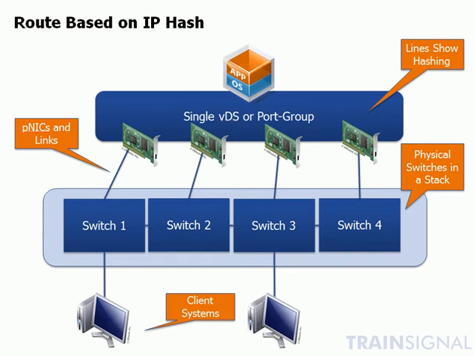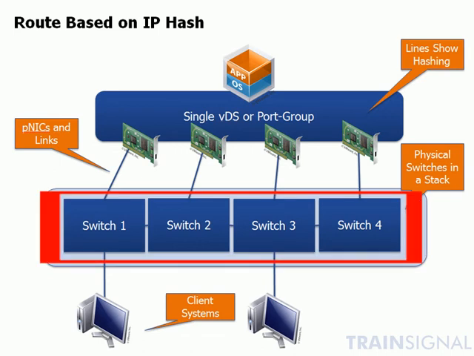Real quick, this is another diagram. We're going to say, all right, we took our four switches. These are Cisco 3750s, for example, or 2960s, something like that, that can be stacked with back-end stack cables. So this is now one stack. To the host and to the servers, this appears as one switch. Not four switches, it looks like one. Therefore, we can take all four of these and put them into a single port channel.